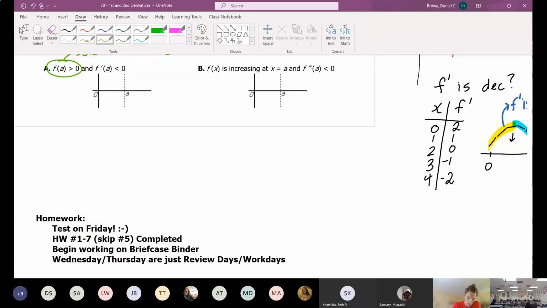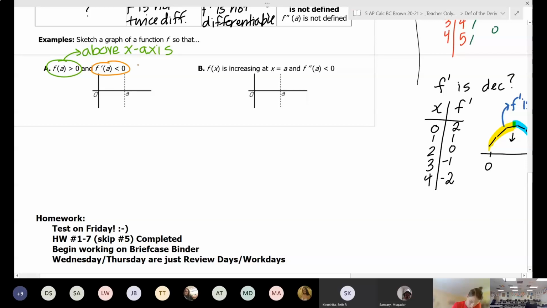And then if I see f prime of A is less than 0, what does that mean about your graph? If f prime of A is less than 0, then I know that it is decreasing at A. So basically the answer for this would be I want something that is above the x-axis and decreasing at A. Doesn't have anything about the concavity, so I drew a straight line, but anything that's concave down or concave up, as long as it's decreasing and above the x-axis, would work.